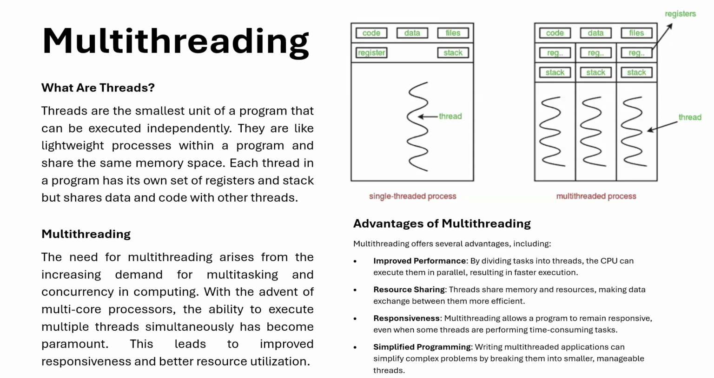What is the advantage of multi-threading? The advantage of multi-threading is that it improves performance. Of course, naturally, if you have more things happening at the same time, it improves the performance.